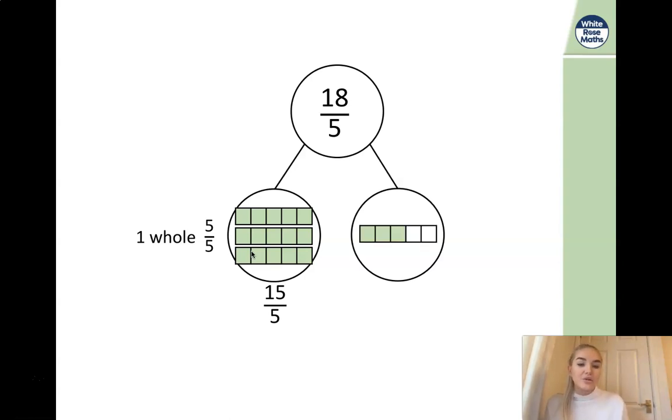3 wholes. Super. We know then that we've got 3/5 left over because to get from 15 to 18 we add 3. So we have 3/5 left over, which is the same as 18/5. And if we wanted to convert this, how many wholes and how many fractions would we have? That's right, we would have 3 wholes and 3/5.